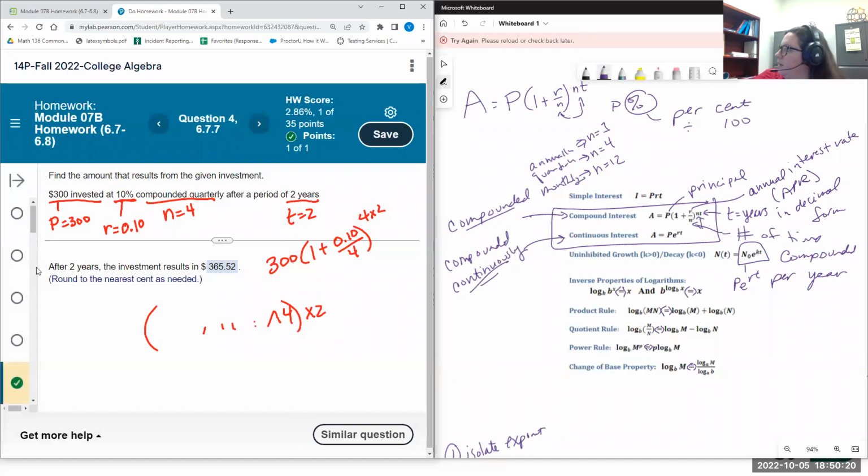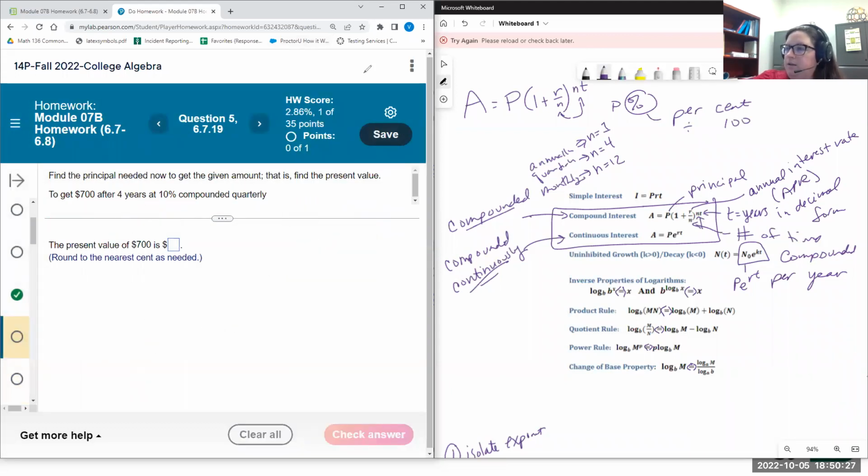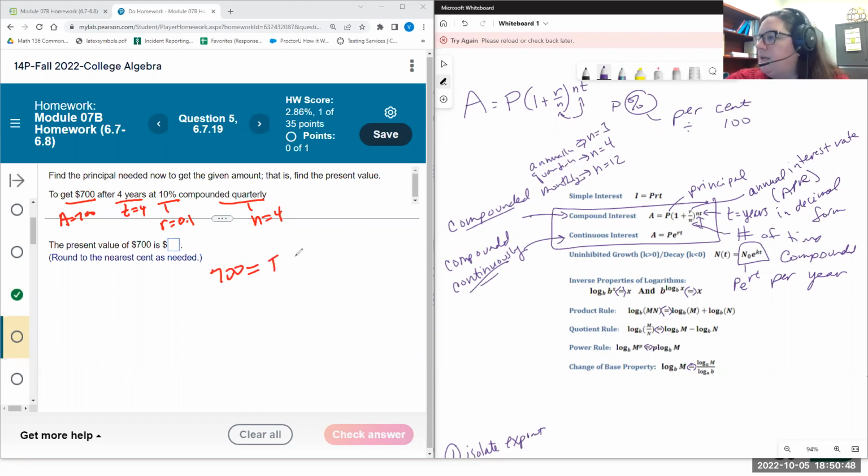Yeah. So then I'm looking at number 5, which is similar, but now it says find the principal needed to get the given amount. So to get $700, that's going to be A is 700. After 4 years, T is 4, at 10%, R is 0.1, compounded quarterly, N is 4. So now I'm plugging in 700 equals P times 1 plus 0.1 over 4 to the 4 times 4.